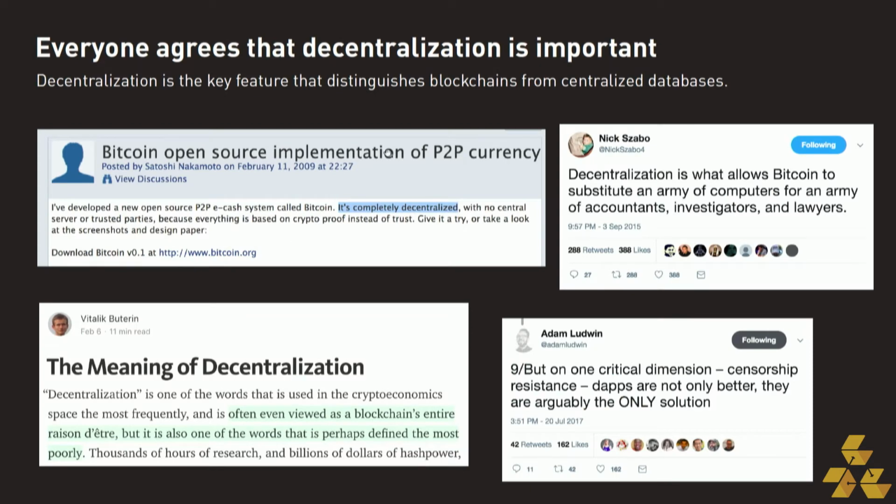And just to level set and emphasize how important decentralization is: when Satoshi introduced Bitcoin, in the second sentence, one of the key selling points was that it's completely decentralized, right? Nick Szabo said decentralization is what allows Bitcoin to substitute for an army, and Vitalik viewed decentralization as a blockchain's entire raison d'etre, as did Adam Ludwin of Chain. It's pretty clear that most of the folks in the space talk about decentralization as if it is the sine qua non of what makes blockchains. So it would be great if we had some quantitative measures of this incredibly important thing.